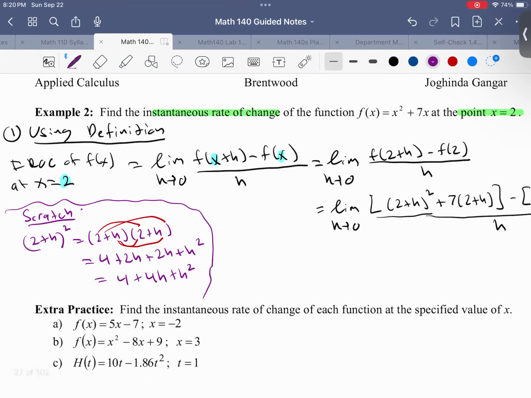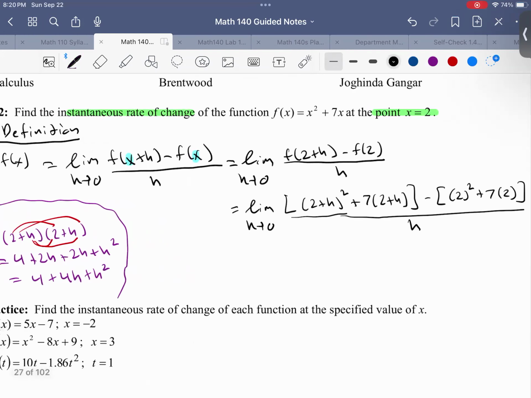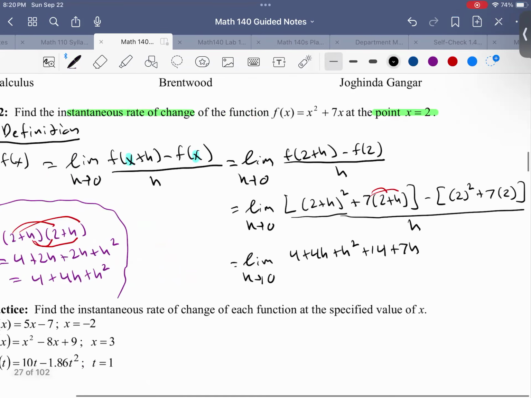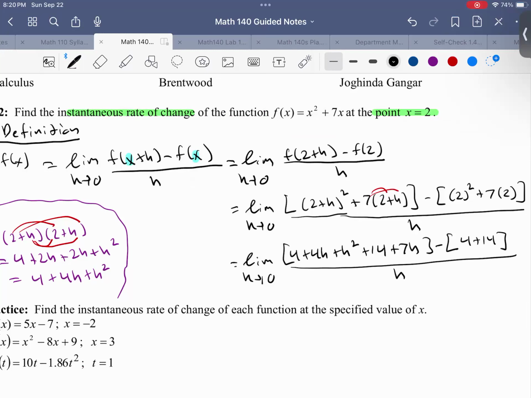Let me go ahead and put this guy back in there. So this equals limit as h goes to 0 of 4 plus 4h plus h squared. The 7 gets distributed in, plus 14 plus 7h, right? That's that first part, minus 4 plus 14 all over h.